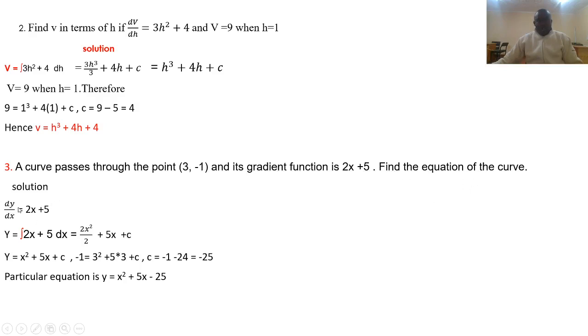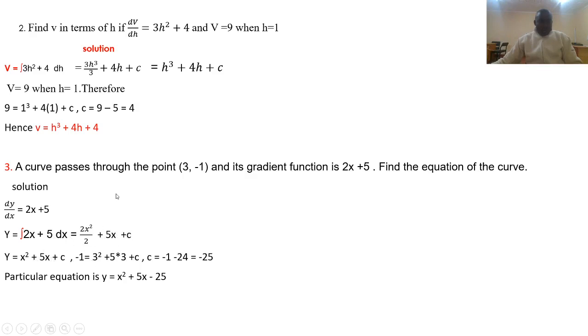So if you are told the gradient function dy/dx is 2x plus 5, and we are asked to find the equation of the curve, we integrate this to find y. So y equals the integral of 2x plus 5 with respect to x. You integrate this, it will be 2x squared over 2 plus 5x (x to the power 0 plus 1), then plus c.